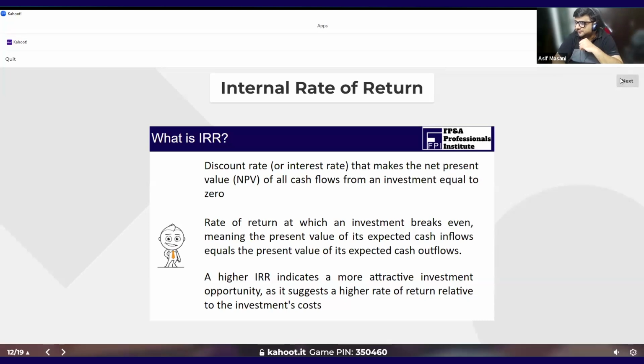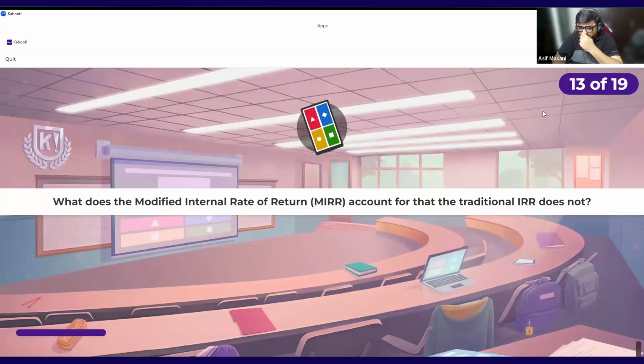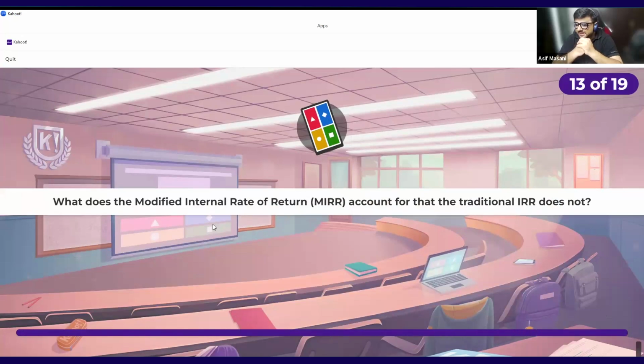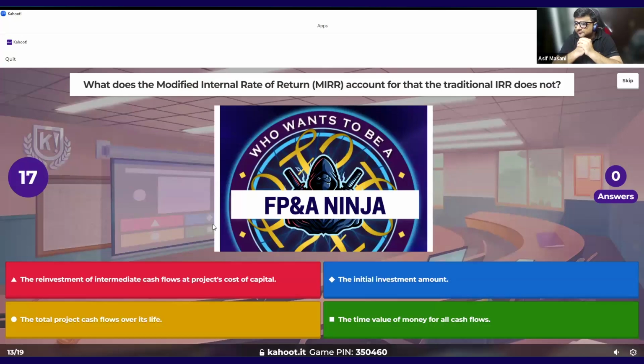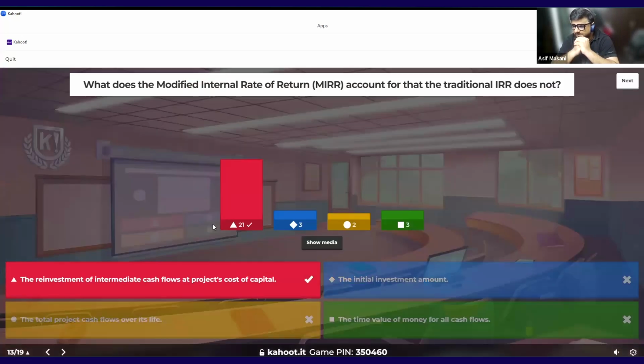Let's go to the next question, and we are coming very close to the end. So maybe the last few questions. What is the modified internal rate of return, or MIRR, account for that the traditional IRR does not? Okay, and most of you got this right.